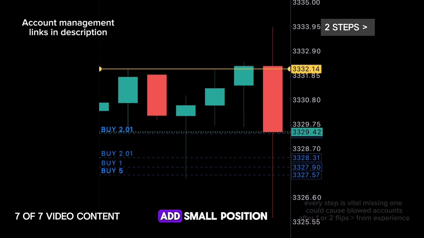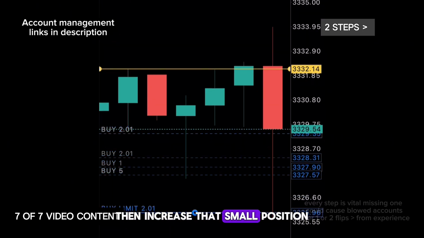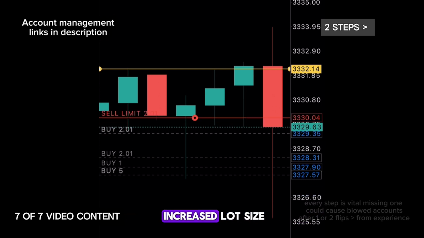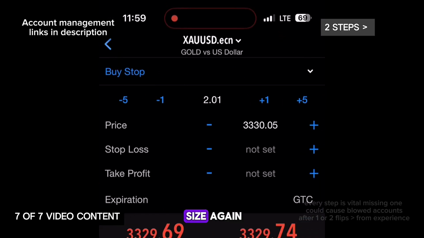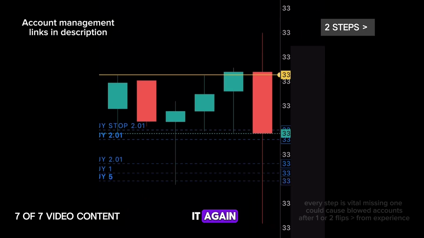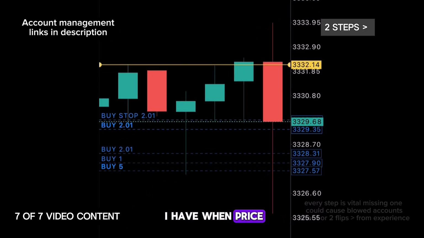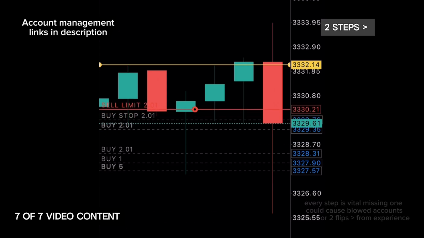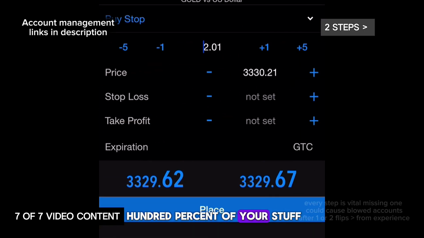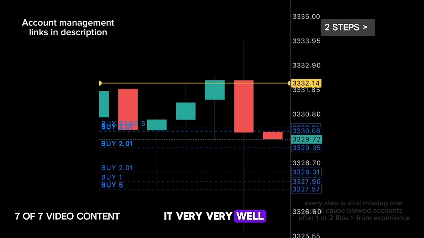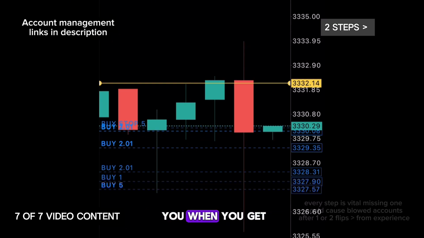I'll first add a small position, then increase that small position, and then enter that increased lot size, which is 2 lot size again, and then enter it again, and then enter it again. And then maybe when the profit is now already 100% of your target, then you can now start increasing the lot size. And there's a point whereby you will start increasing it very well. Don't worry, I'll teach you when you get to that point.